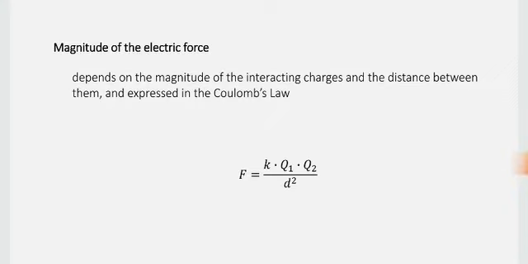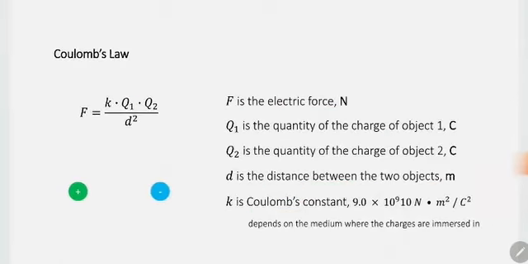So finally, this is the Coulomb's law. According to the Coulomb's law, the electric force is dependent on three variables: the magnitude of the interacting charges, that's Q1 and Q2, and the distance between them. That's the D here in the denominator. Let me tell you about K later on.